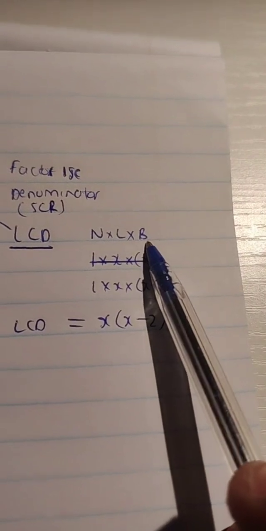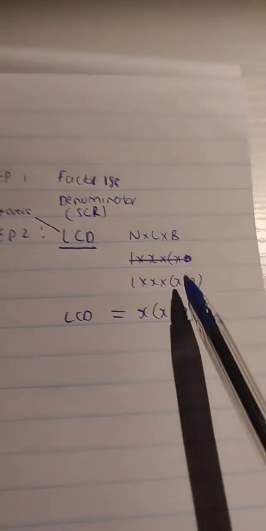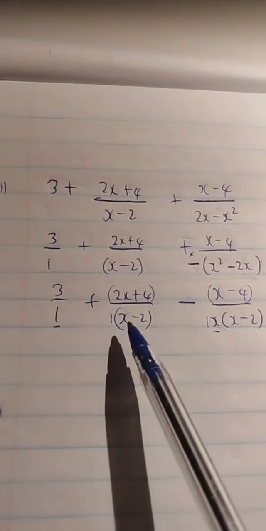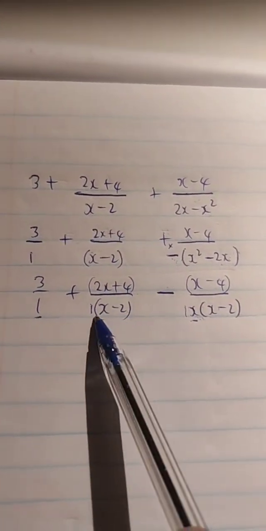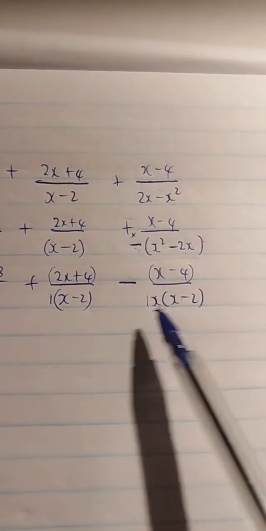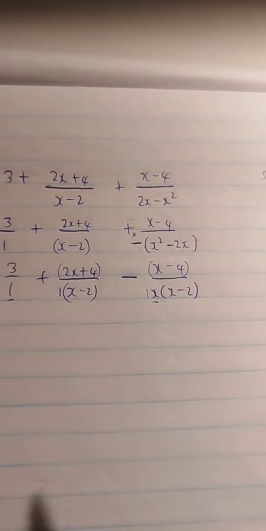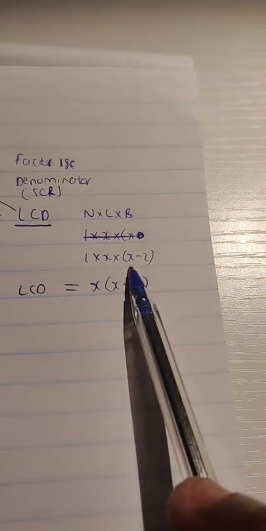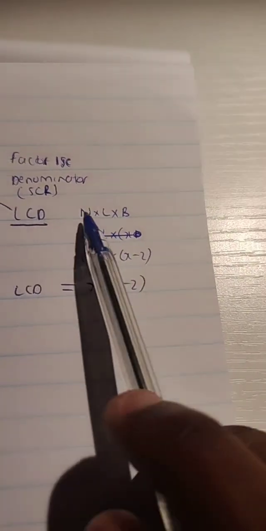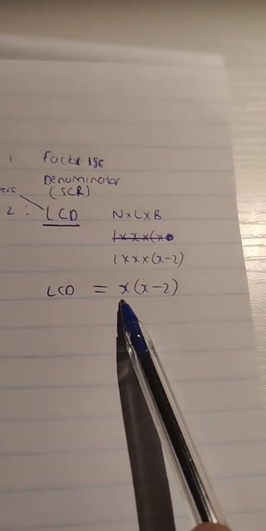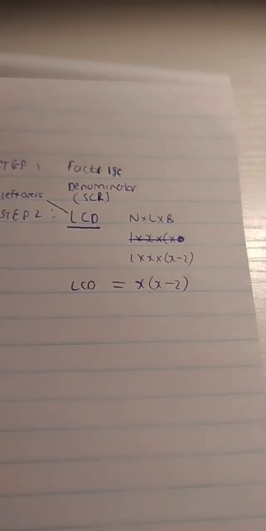We go to the bracket, the common bracket with the highest exponent. We don't have a bracket here, we have one here, and we have one there. These are the same, they are common. We choose 1 once, the common bracket with the highest exponent, it's x minus 2. The product of all of these, number, letter, and bracket, gives us x into x minus 2. That is our LCD.